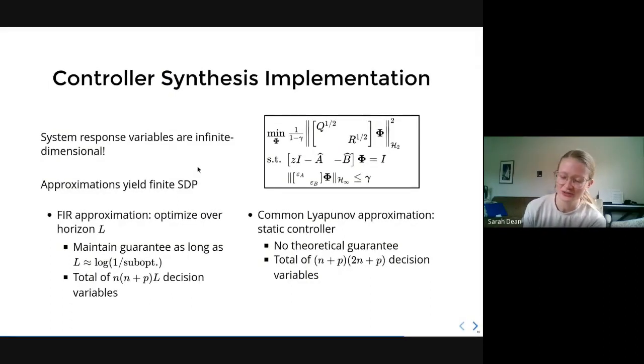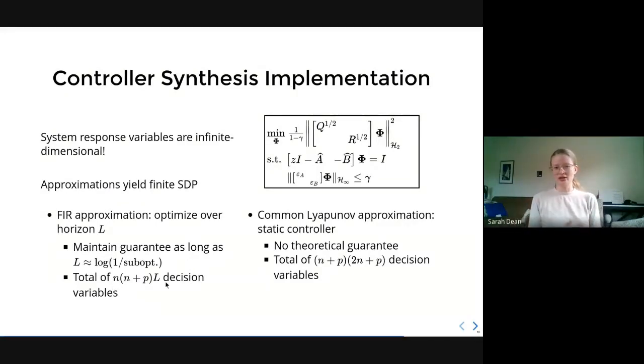One is very simple. Instead of thinking about the system response for all time, you just truncate it for some length L, and that's all. You just only optimize over the first L. You end up with n times n plus p times L decision variables. And you kind of maintain the guarantee as long as L scales logarithmically with the inverse suboptimality. So it's good because it's logarithmic, but L still could end up being quite large. So to achieve a given suboptimality, you have to have a certain truncation length, and this can be kind of large.